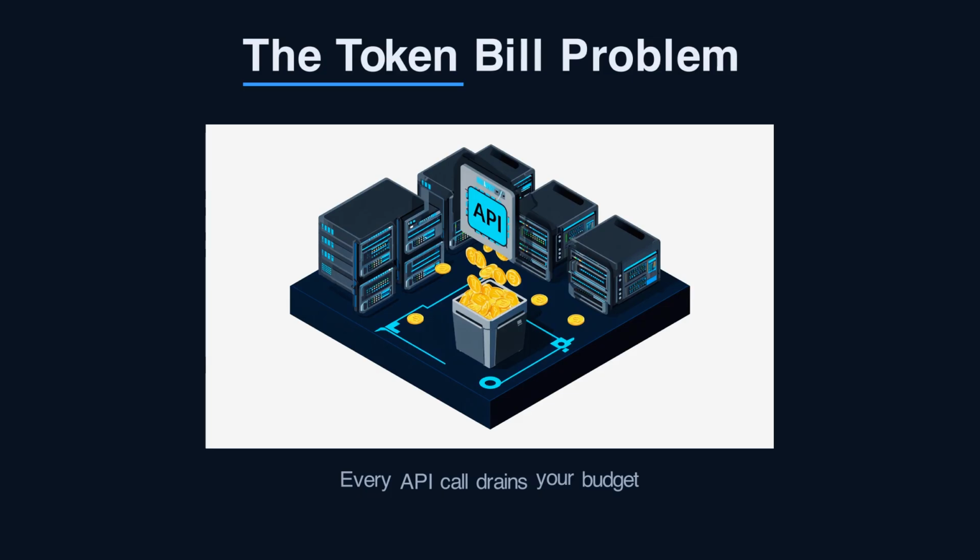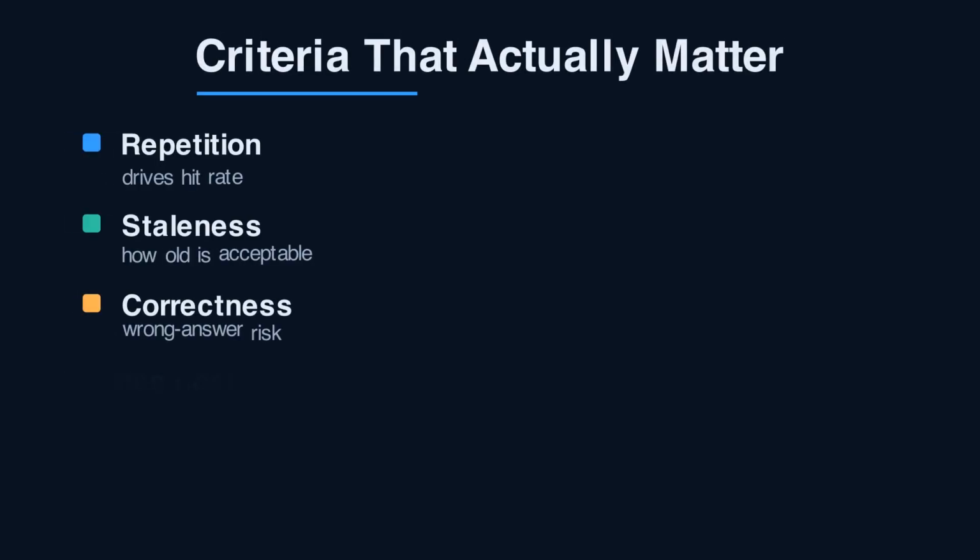But caching language model output is not the same as caching a database row. In this video, we'll walk the decision. When to cache, exact match versus semantic caching, how to wire it in Python, and the traps that make caching actively harmful. Before you cache anything, weigh 4 things.